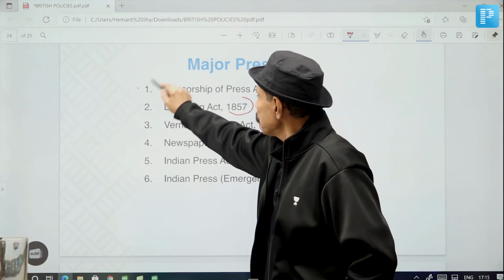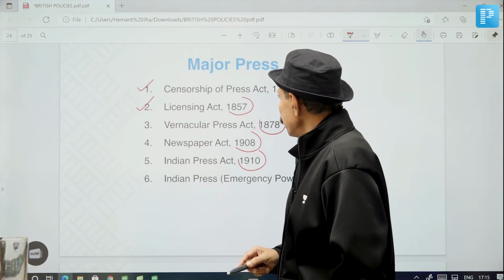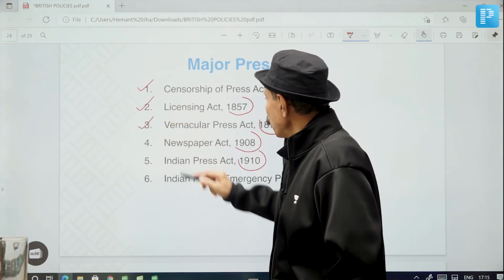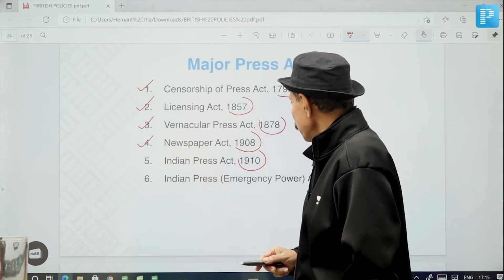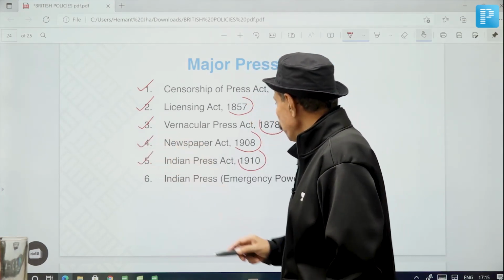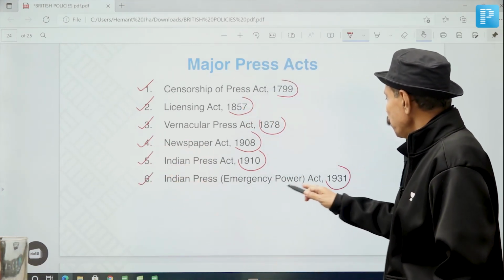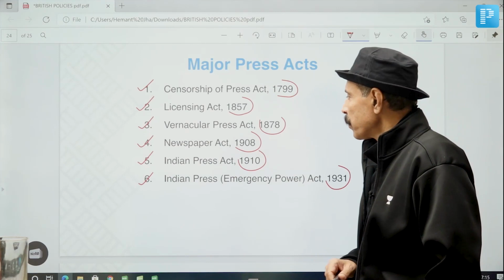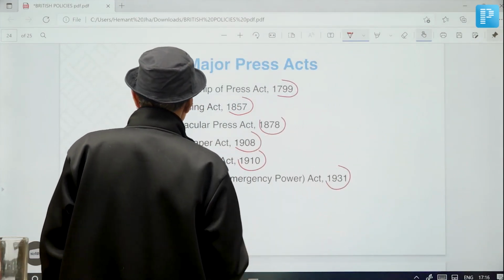1. Censorship of Press Act 1799. 2. Licensing Act 1857. 3. Vernacular Press Act 1878. 4. Newspaper Act 1908. 5. Indian Press Act 1910. And 6. Indian Press Emergency Powers Act 1931. And here, two are very, very important for you.